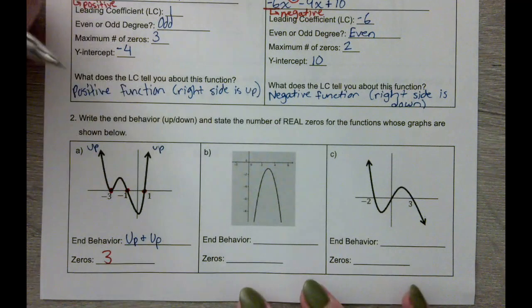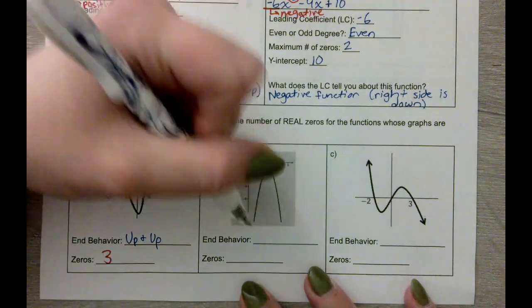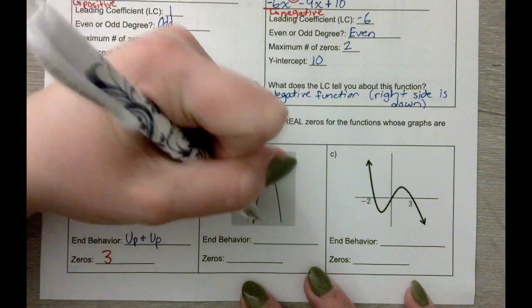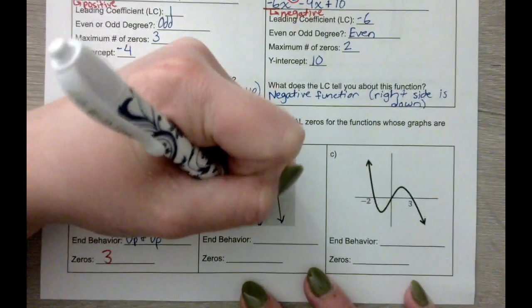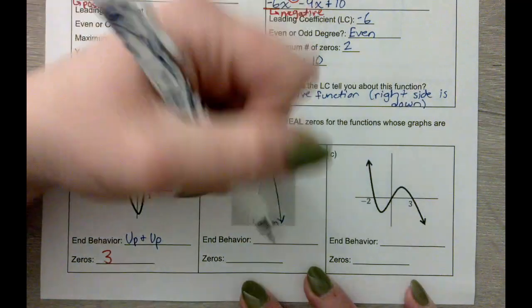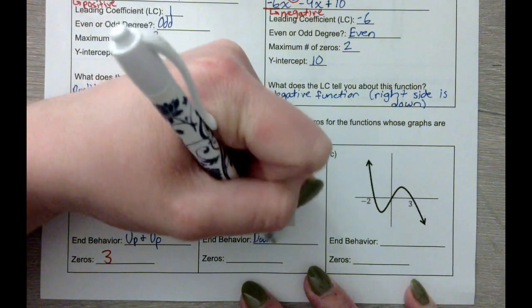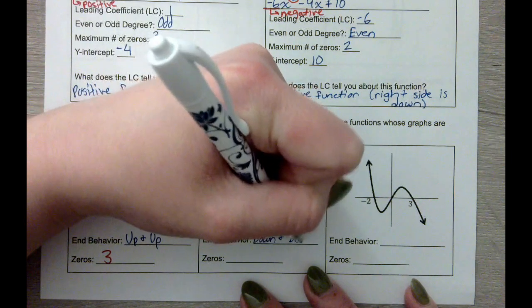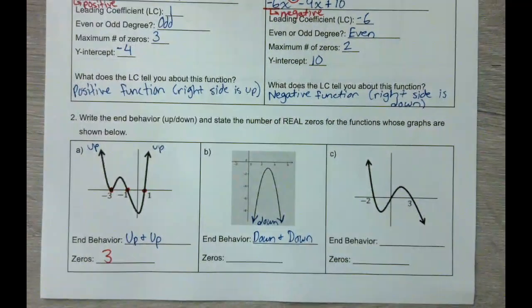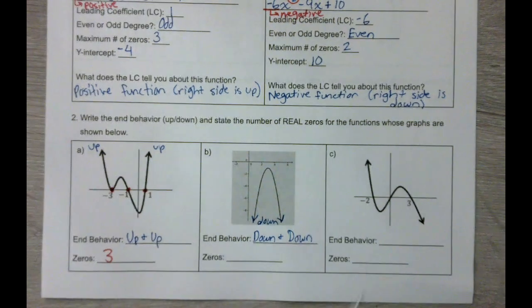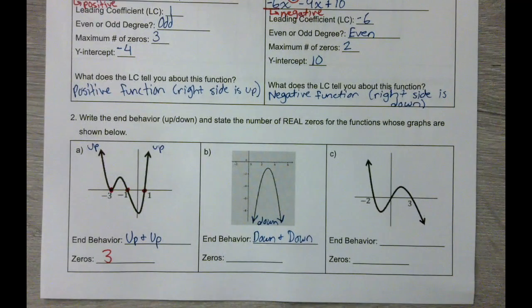All right, B. End behavior, we're looking at the left and the right. They are both going down. So you write down and down. Don't just write down once and assume that I understand that you mean both down. Either write down and down or both down. I would take both of those.